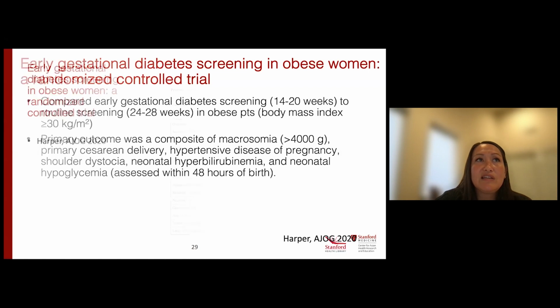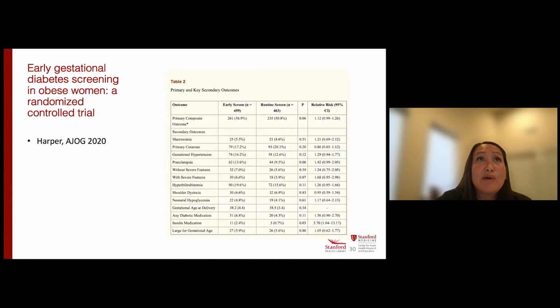What they found was that for the primary composite outcome, there was no significant difference between the two groups. Actually, a higher number of patients had the primary composite outcome in the early screening group than in the routine screening group, but this did not meet significance. In terms of the secondary outcomes, the only difference they really saw was insulin medication: those who had early screening were more likely to be put on insulin than those in the routine screening group.